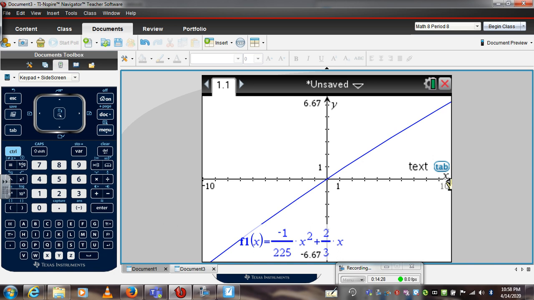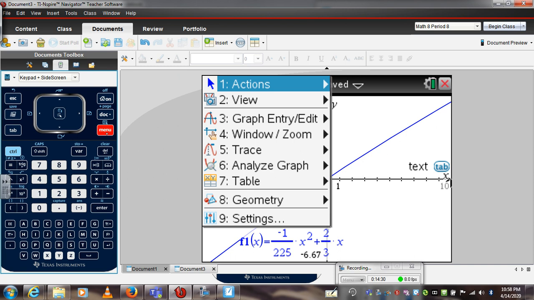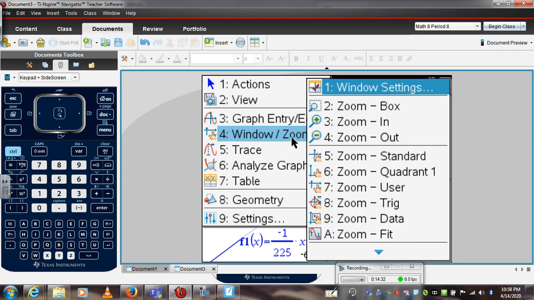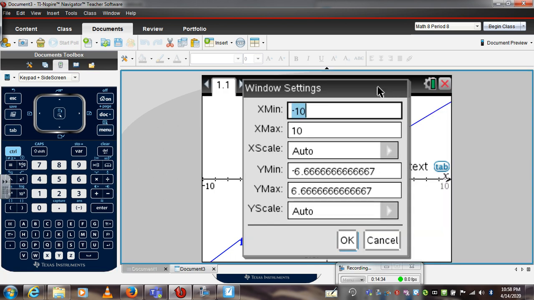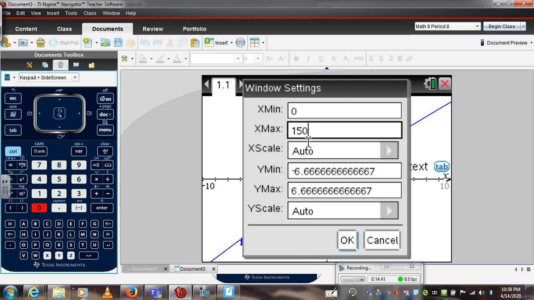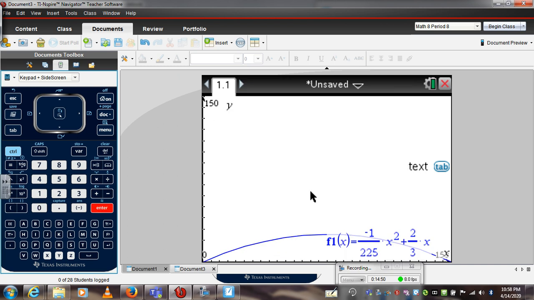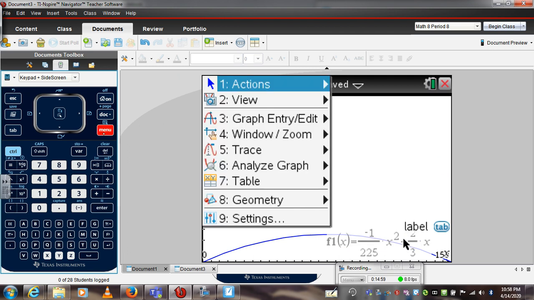So I'm going to change my window. I'm going to go to Menu. I'm going to change my window. Now I'm actually going to go to Window Settings because they told me that I need to graph this from 0 to 150. My Y values, I don't know what those need to be, so maybe I'll go 0 to 150 on this as well. Okay, so clearly 150 is way too high for my Y values, but it's right on with my X. So you can see the path of the football. Let me just fix this here.